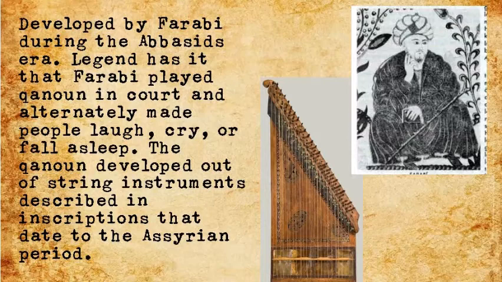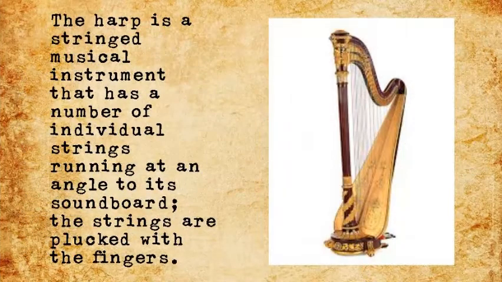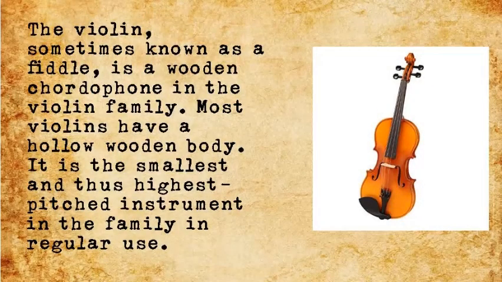The qanun developed out of string instruments described in inscriptions that date to the Assyrian period. The harp is a string musical instrument that has a number of individual strings running at an angle to its soundboard. The strings are plucked with the fingers. The violin, sometimes known as a fiddle, is a wooden chordophone in the violin family. Most violins have a hollow wooden body.